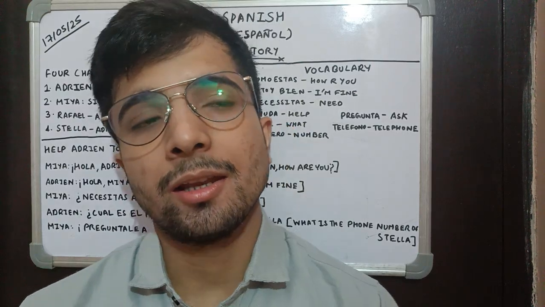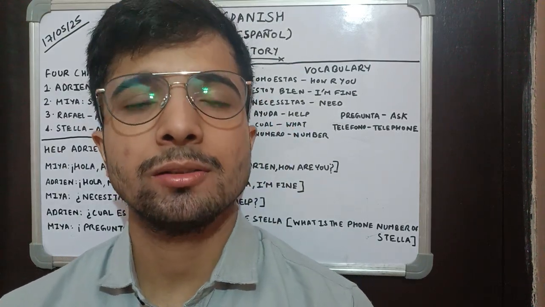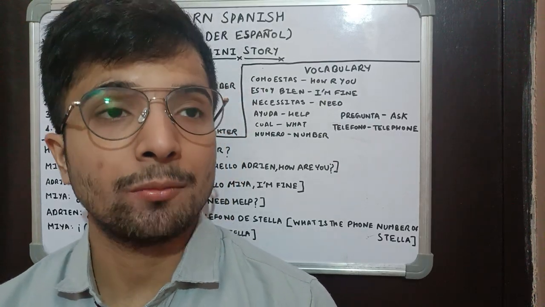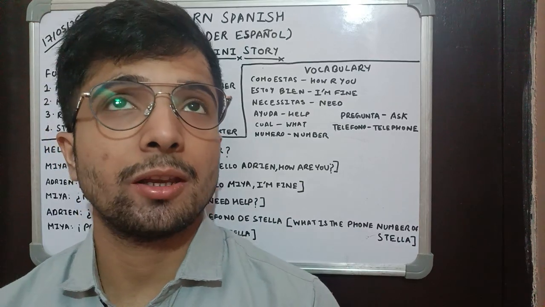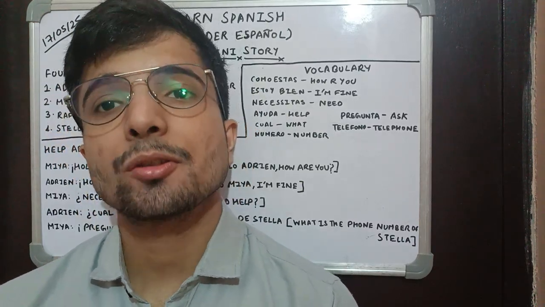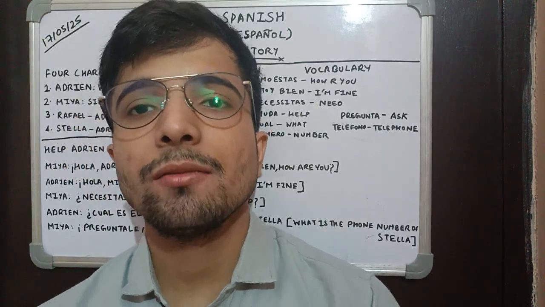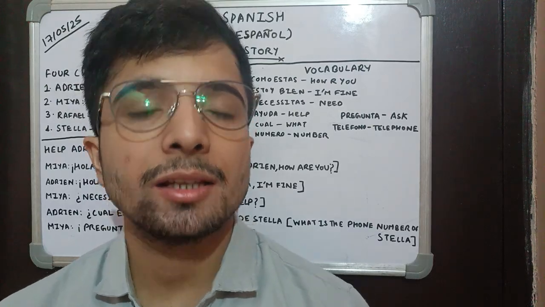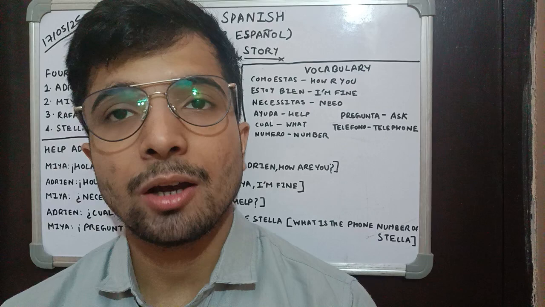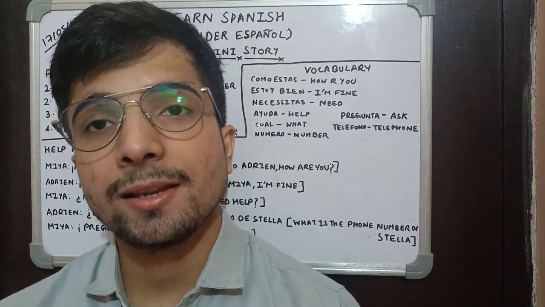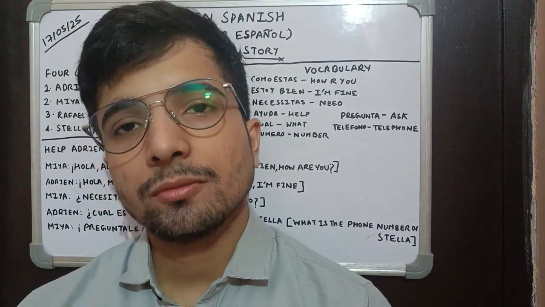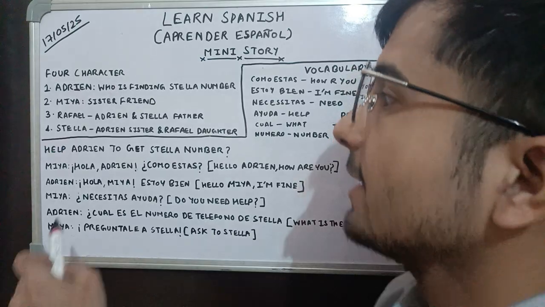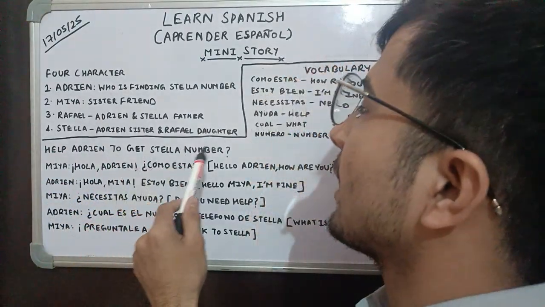So friends, in the previous topic we discovered some new basic sentences, some new alphabets, and various vegetable and fruit names. So this week I will give you a new topic: some mini stories. How you can translate basic English into Spanish, you can go through these mini stories. The first mini story I come through is to help Adrian get Stella's number.